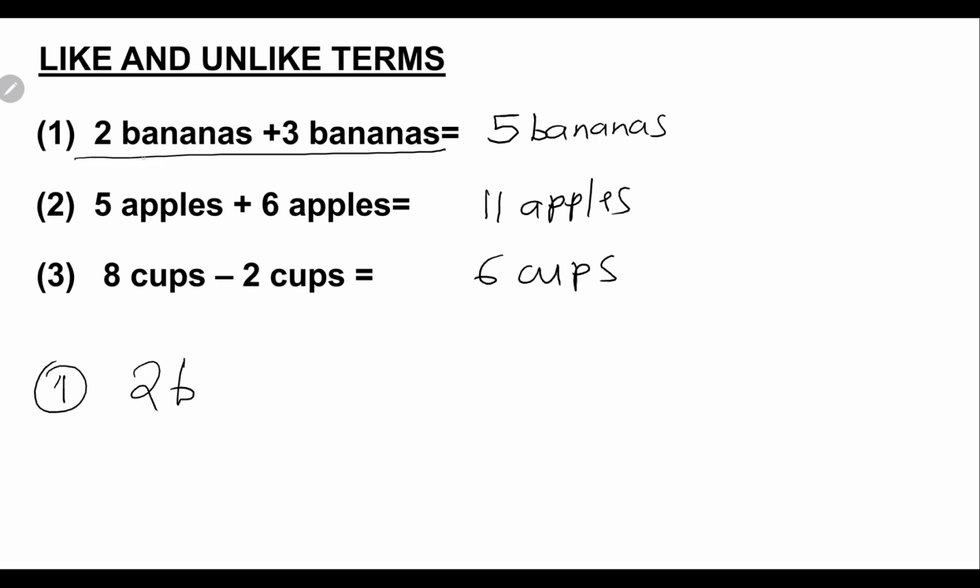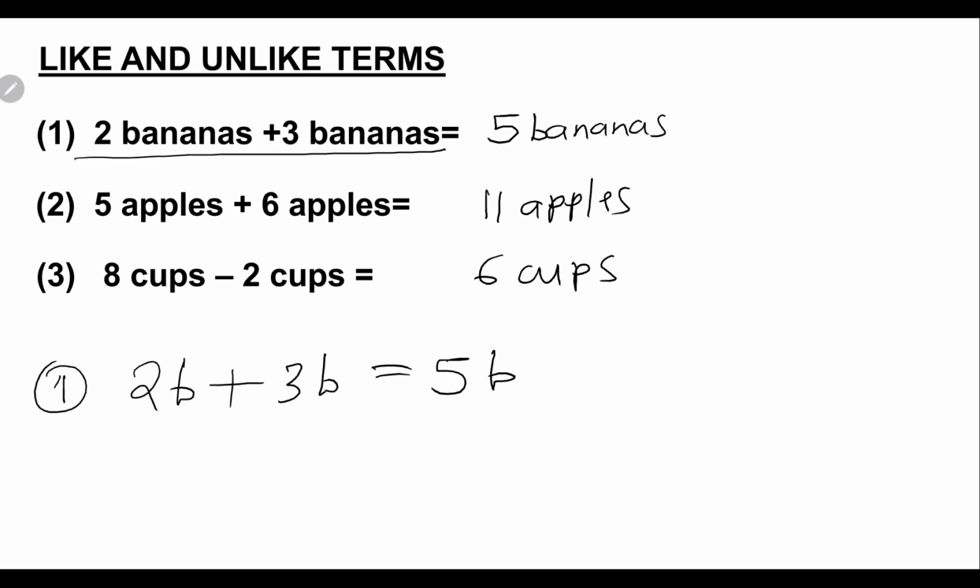We are just going to get the first letter, plus 3b. If they bring 2 bananas plus 3 bananas, you are able to answer that the answer is 5 bananas. But if I give you 2b plus 3b, you fail to answer. This is not difficult. 2b plus 3b, the answer is 5b. This is just the same as 2 bananas plus 3 bananas, just that we have used the first letters.